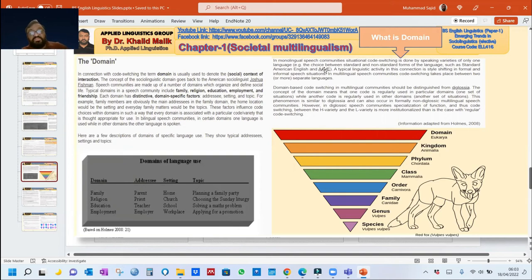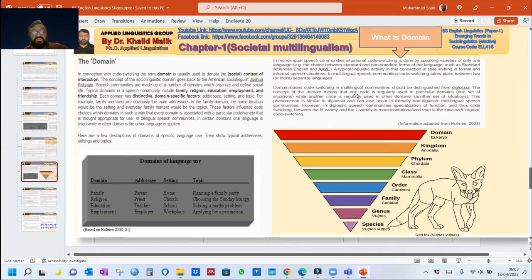In monolingual speech communities, situational code switching is done by speakers speaking the varieties of only one language. For example, the choice between standard and non-standard forms of the language, such as standard American English and AAVE. A typical linguistic activity in this connection is style shifting in formal and informal speech situations. In multilingual speech communities, code switching takes place between two or more separate languages.